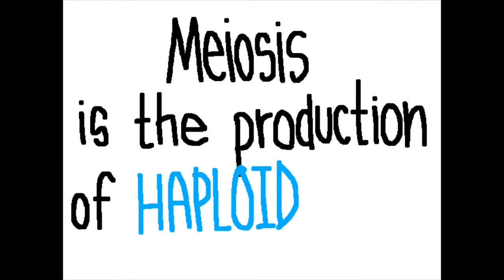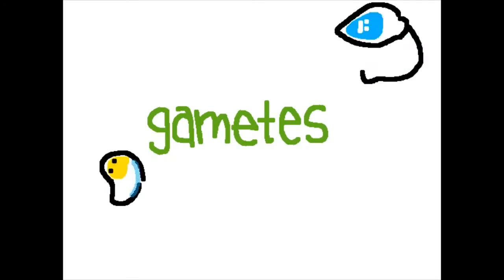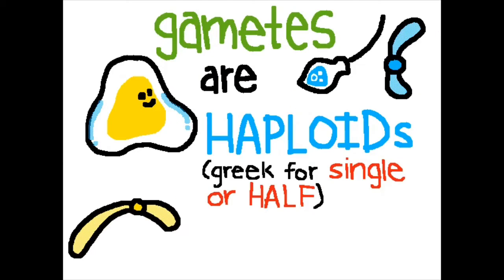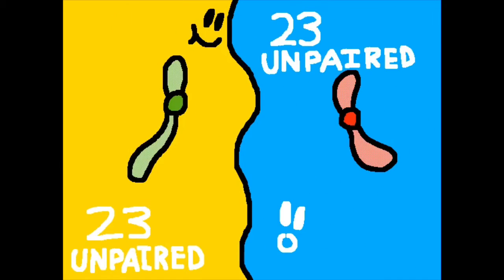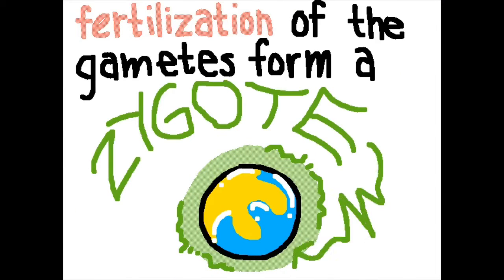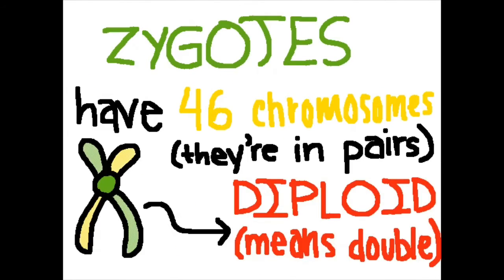Now, what is meiosis? Meiosis is the production of haploid gametes, and by gametes, I mean your reproductive cells, egg and sperm. Gametes in humans are haploids, meaning Greek for single, which also means that we have 23 unpaired chromosomes, but when they fuse, they become the zygote. Zygotes are diploids, consisting of 46 chromosomes, which are in pairs.